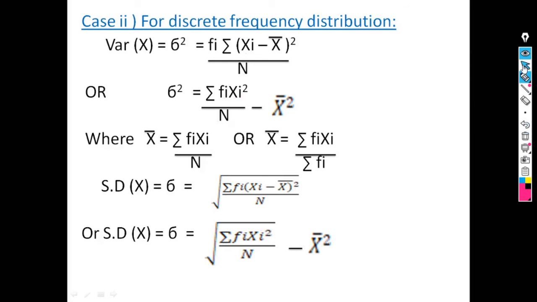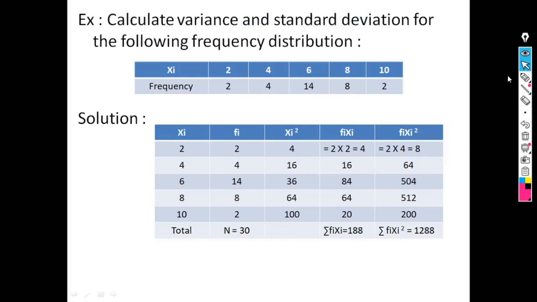Standard deviation is just the positive square root of variance. For example, calculate variance and standard deviation for the following frequency distribution. The data has two rows. In the first row the values of xi are given and in the second row their respective frequencies are given. We have to calculate its variance and standard deviation.